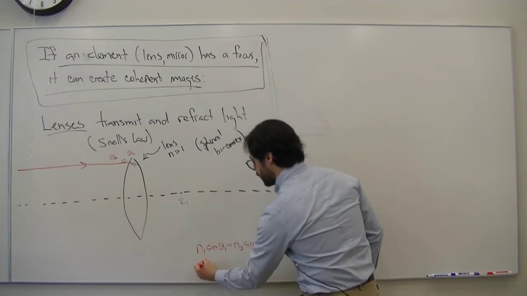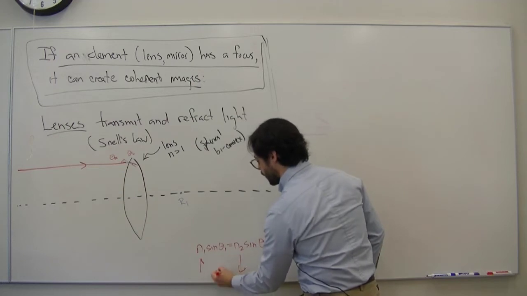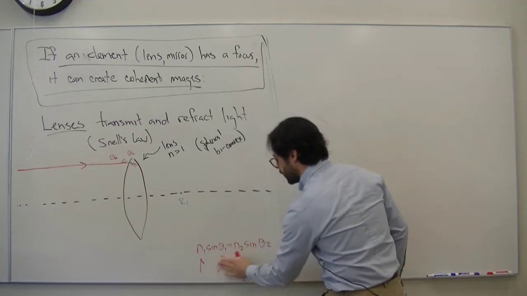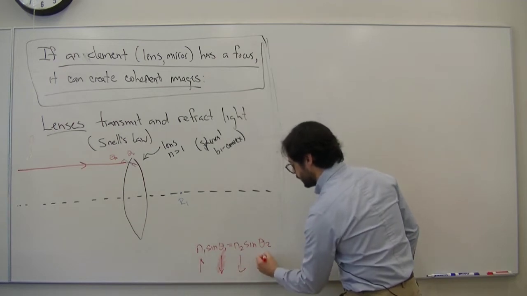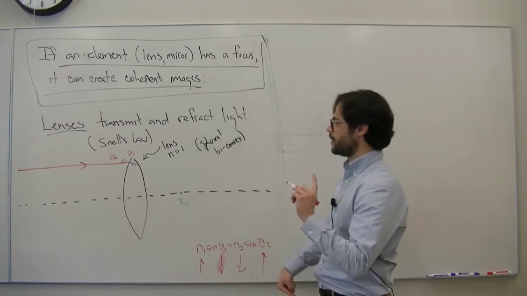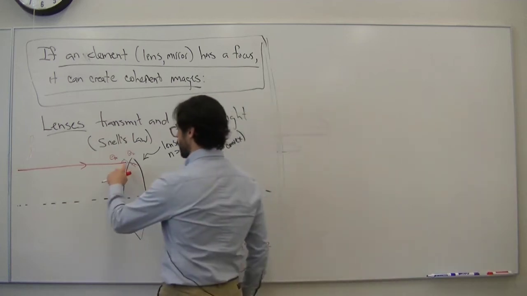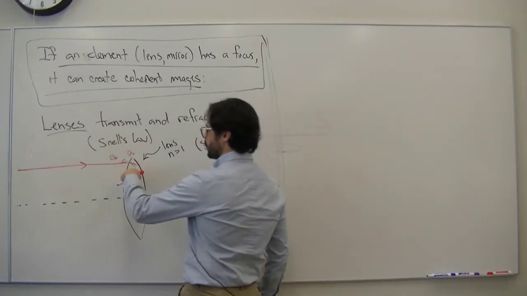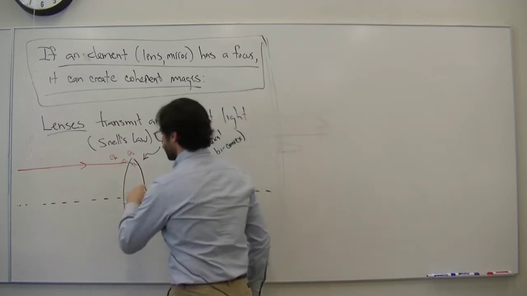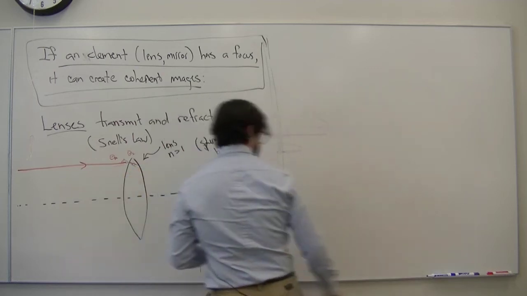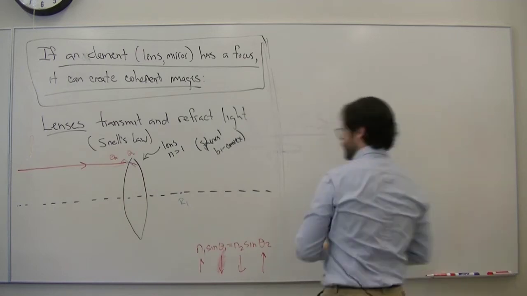So if I go from fast to slow, then what needs to be true is I have to go from big angle to small angle. Right? As the speed goes down, the angle needs to change accordingly, the sine. So bend towards the normal.